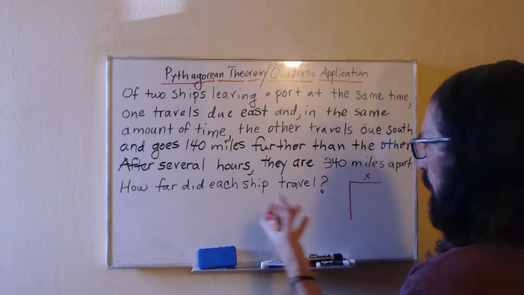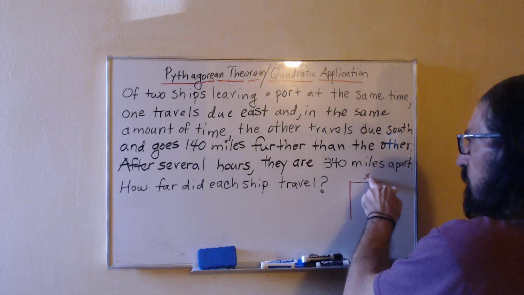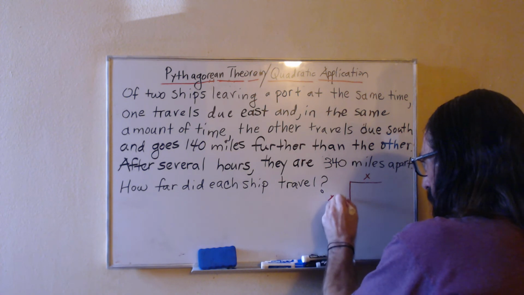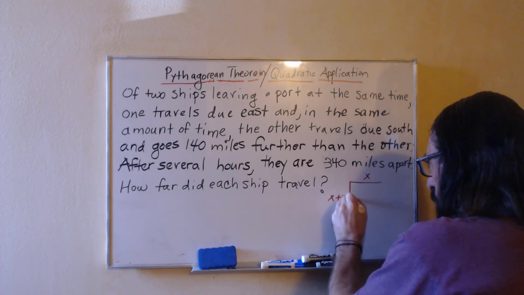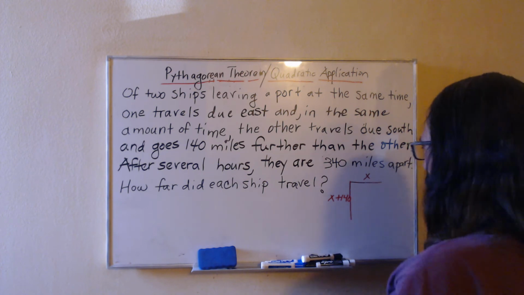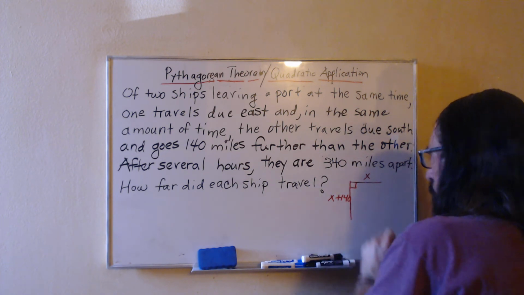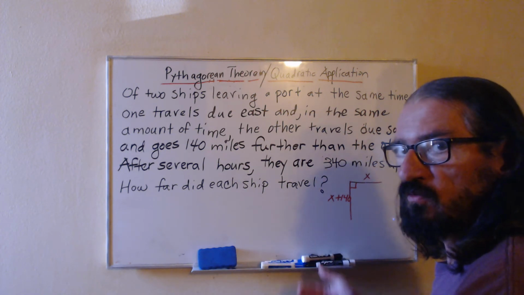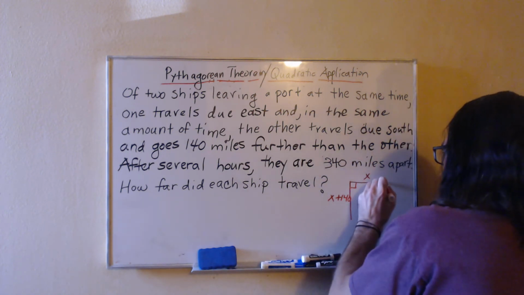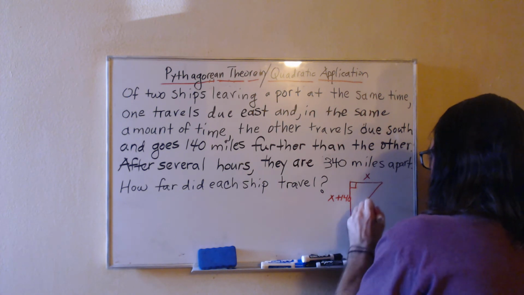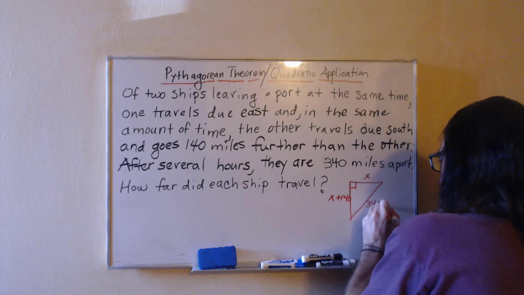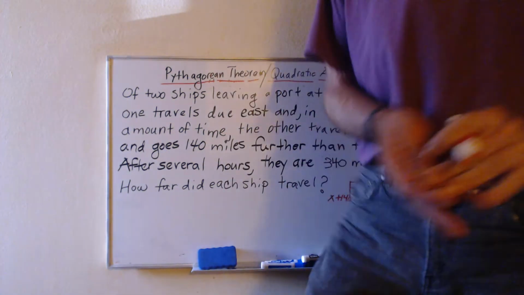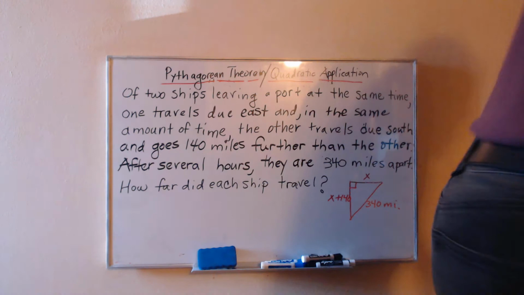we're given a comparison of that distance x, going 140 miles more than that going due south. After several hours, they started at the same time, they travel for the same amount of time, and after several hours they are 340 miles apart. So we want to find out what our x and x plus 140.